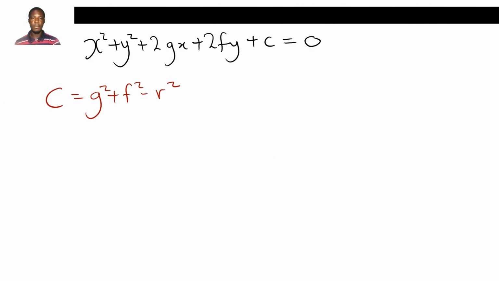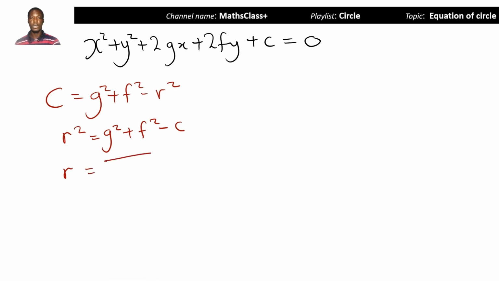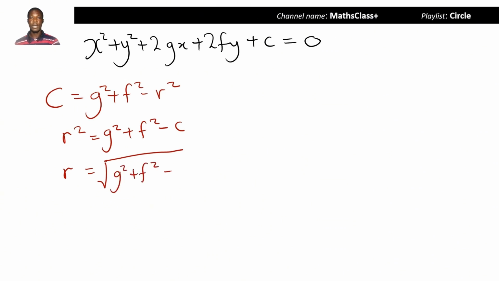That is, from c is equal to g squared plus f squared minus r squared, we make r the subject as r squared is equal to g squared plus f squared minus c. And when we take the square root of both sides, because it is length, we will have the positive root of g squared plus f squared minus c. So this is one way of finding the radius of a circle. Okay, so let's take note of that.